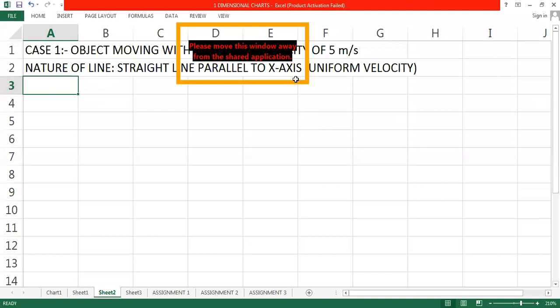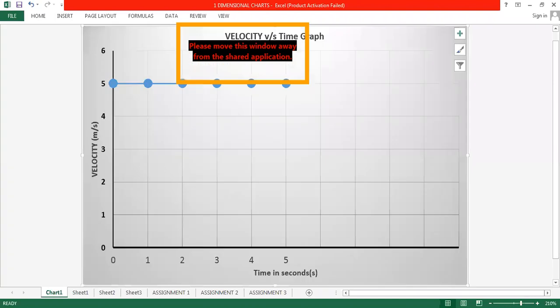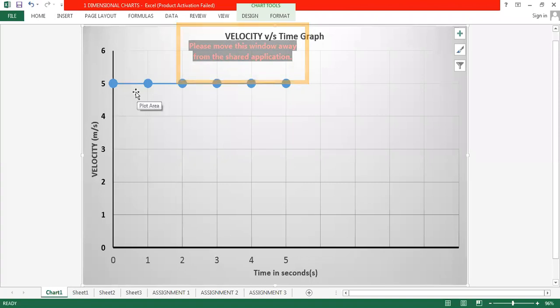Let me tell you one thing. When we studied the displacement time graph, class, you remember, in the displacement time graph, we were getting a straight line parallel to the x-axis as well. But what was that representing? That was representing that the object is at rest. And this line is representing that the object is moving with uniform velocity. What's the velocity? 5 meters per second.